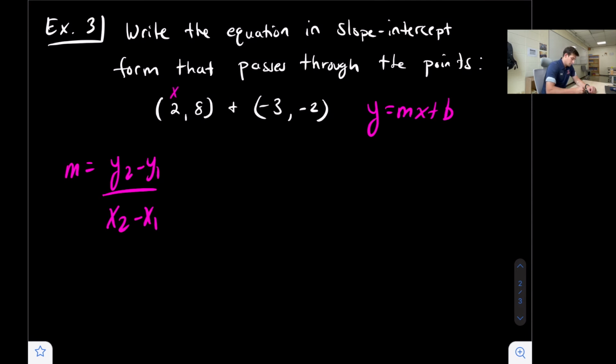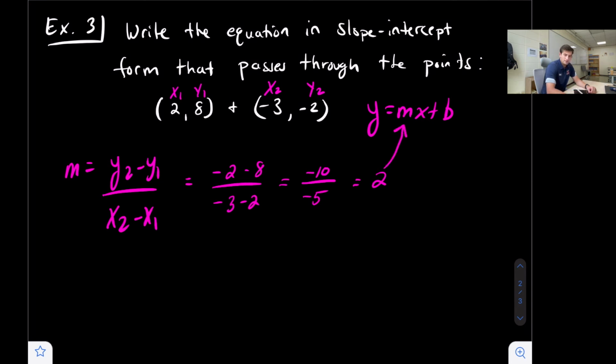So we can label our points, x sub 1, y sub 1, x sub 2, y sub 2. And so now we can say this is equal to -2 minus 8 divided by -3 minus 2. -2 minus 8 would be -10, -3 minus 2 would be -5, negative over a negative is a positive, and 10 over 5 is 2. So now we can take 2 and we can plug it in right there for m. So now we have y equals 2x plus b.